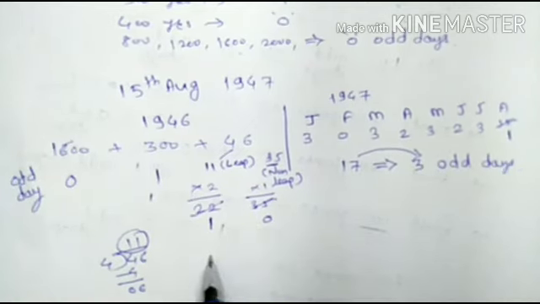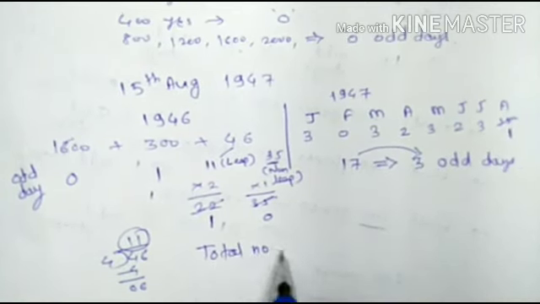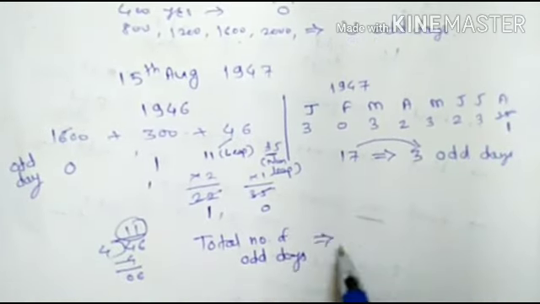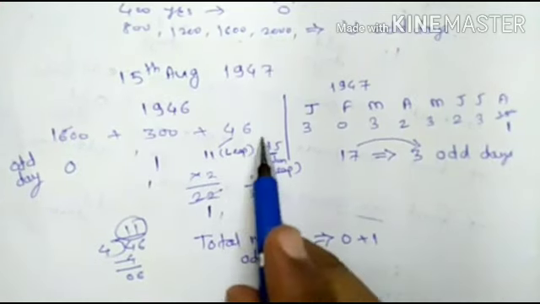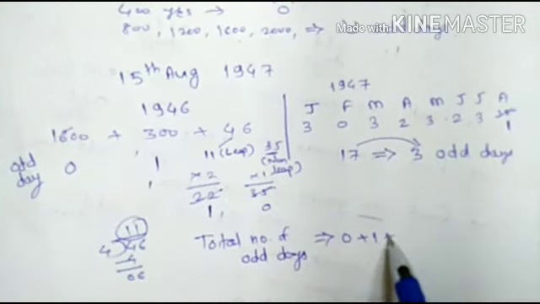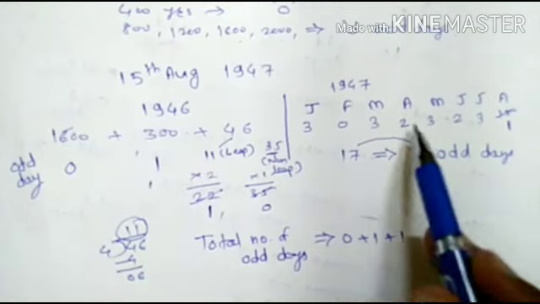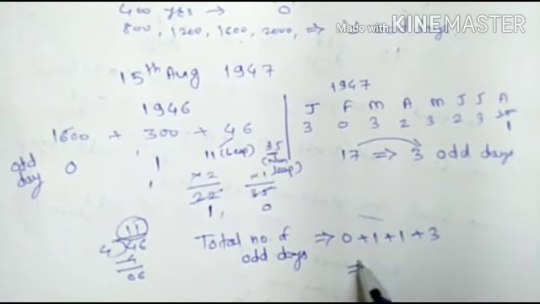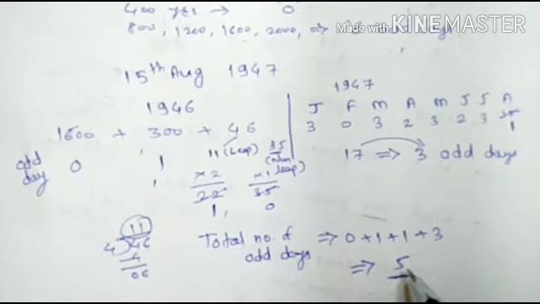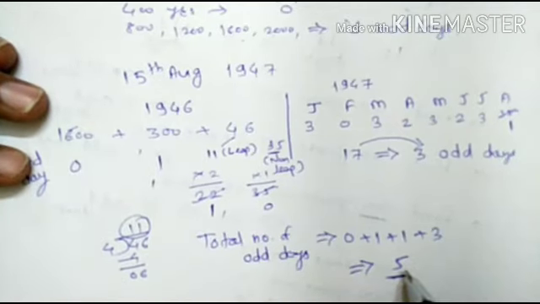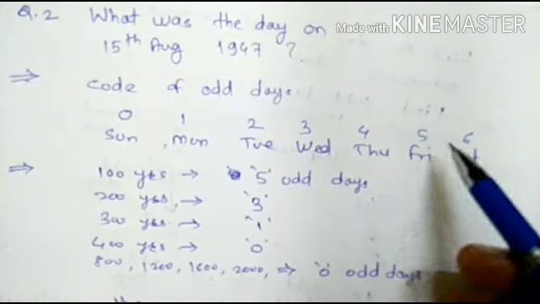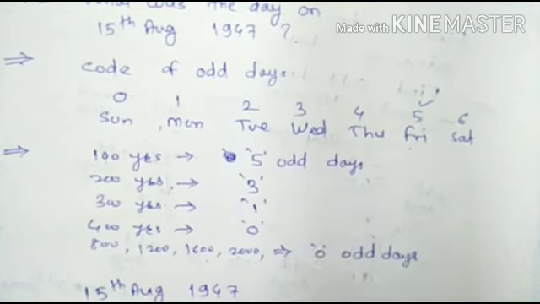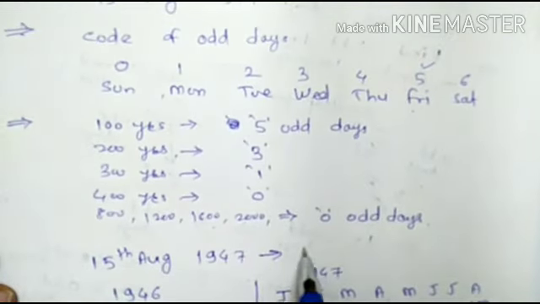So we will write down the total number of odd days. In 1600 there is 0. In 300, 1. In 46 there is 1 plus 0, that is 1 odd day. And in 1947 there are 3 odd days. So the total number of odd days is 5. What is the code of 5? The code of 5 is Friday. So 15th August 1947 was a Friday.